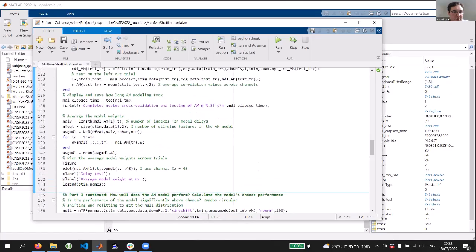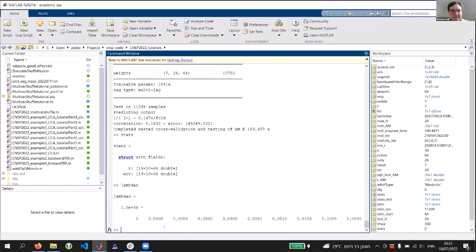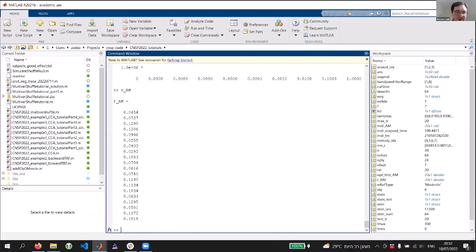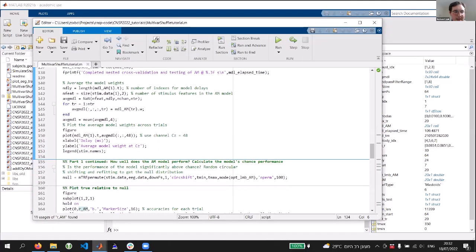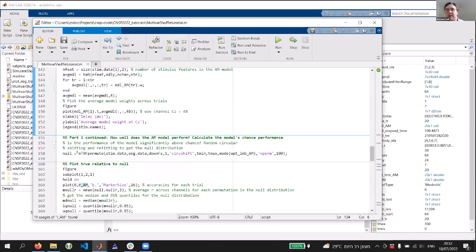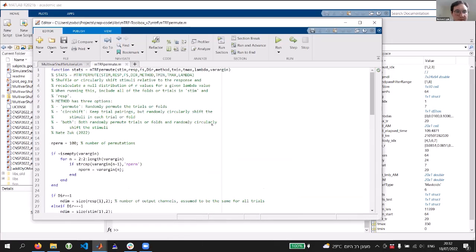So we've got a bunch of values. These are correlations. And I want to know, is this good? One way we can do that is by trying to figure out a null distribution of these correlation values. There's a function that we are working on putting into the toolbox called mtrf permute. Let me open it. It does permutation in a couple of different ways that you can specify.